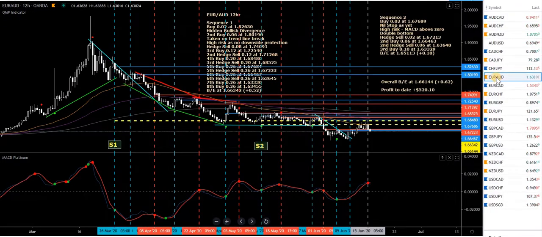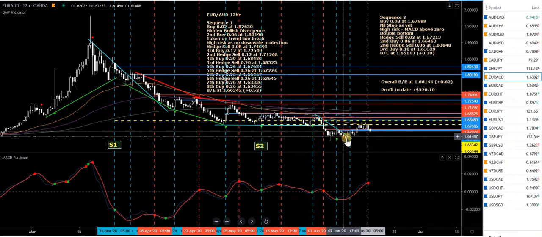Euro Aussie, bit messy this one, got a lot happening. Big sequence 1 trade, lot of trades. Sequence 2, lot of trades. There was a sequence 3 in here, and there was only 2 trades.